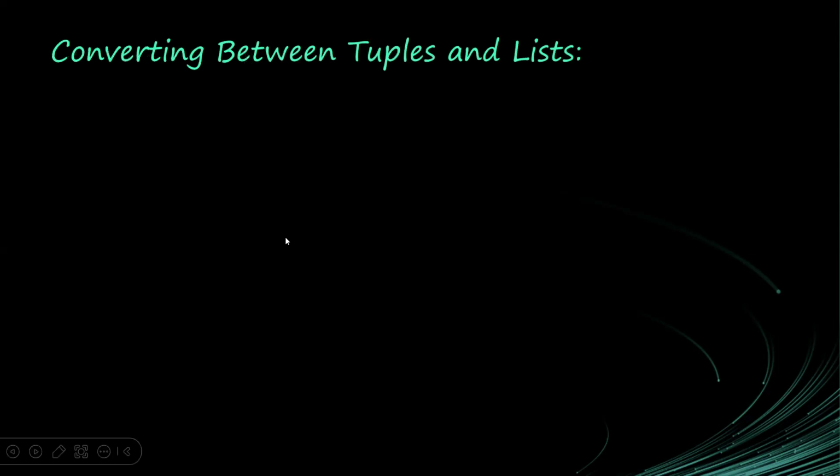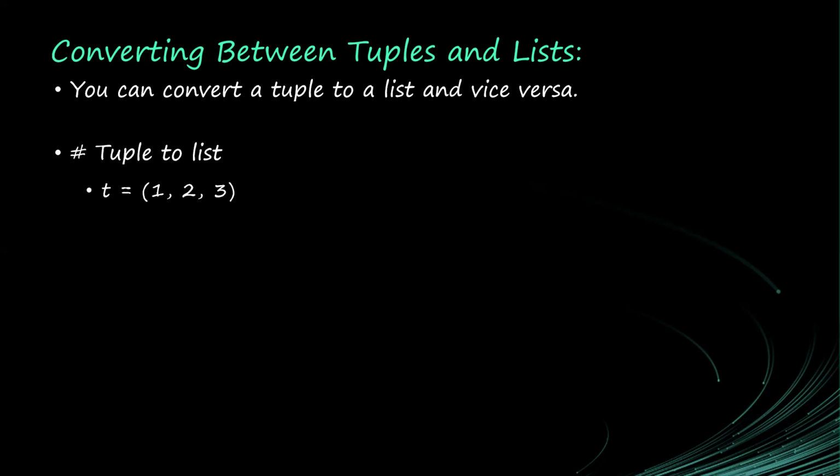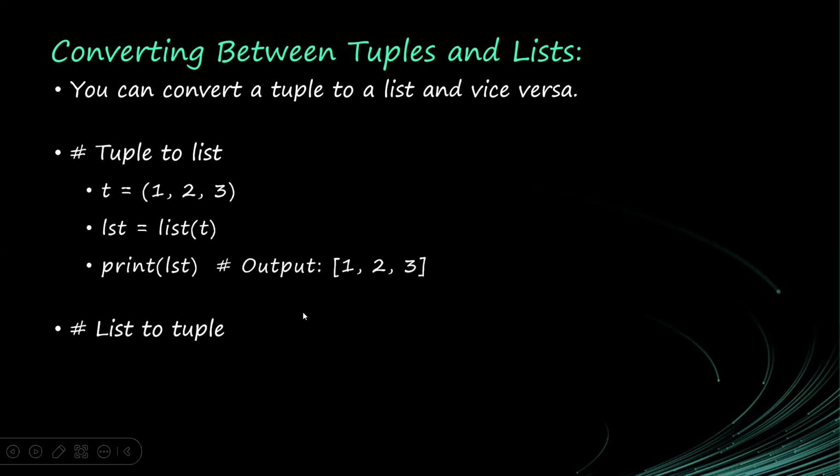You can also convert between tuples and lists. You can convert a tuple to a list and vice versa. If you want to convert a list to a tuple, you use the tuple constructor. If you want to convert a tuple to a list, you use the list constructor. Here we are converting a tuple to a list, and here we are converting a list to a tuple. We already know all these things, so I'm not going to go too deep into it.